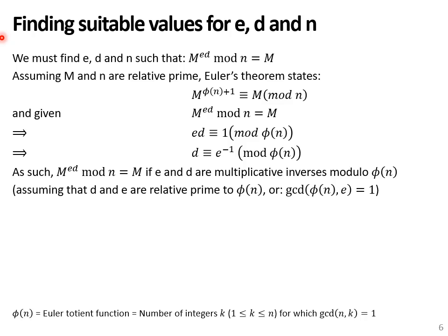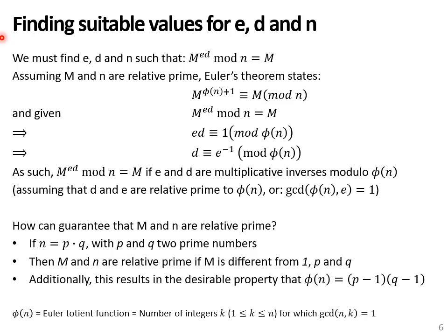We have to, of course, assume here that d and e are relatively prime to totient n, or that the greatest common divisor of totient n and e equals 1. The question that remains now is how can we guarantee that m and n are relatively prime, which is a requirement for this derivation to be valid.